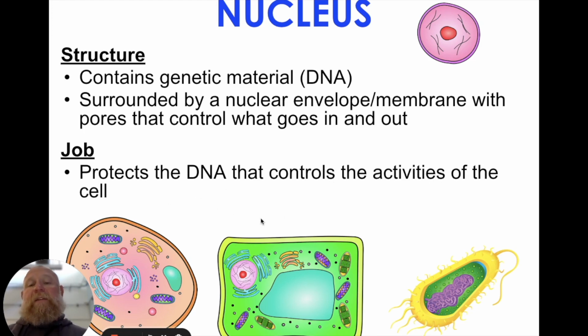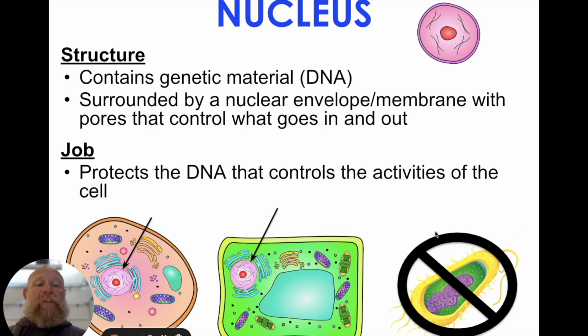And so as you're looking down here, you see that an animal cell, which is a eukaryotic cell, contains a nucleus. It has a nucleus on the inside. Also, you see that the plant cell has a nucleus with all of the genetic material inside, and it's protecting the DNA. Now, if you look over here at this prokaryotic cell, it doesn't have a nucleus.